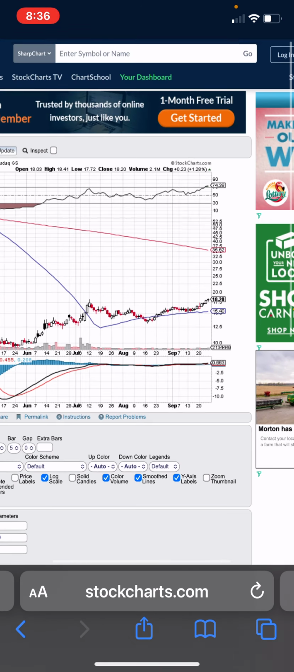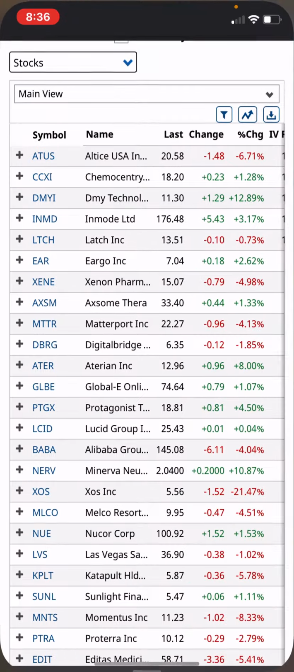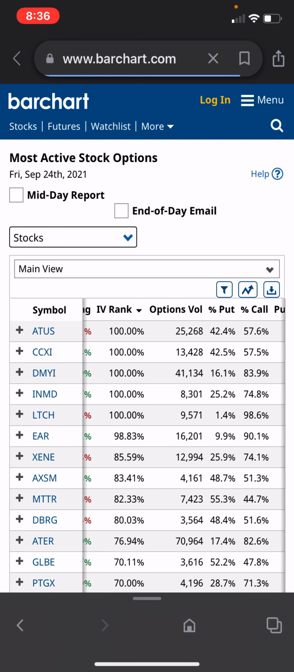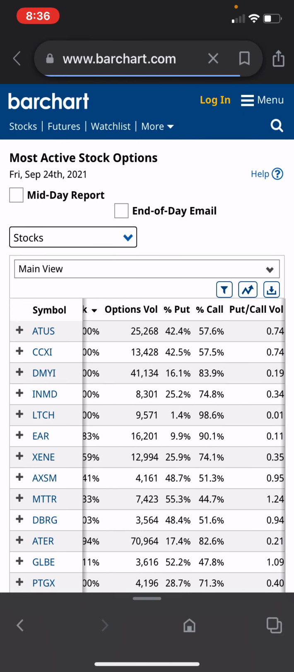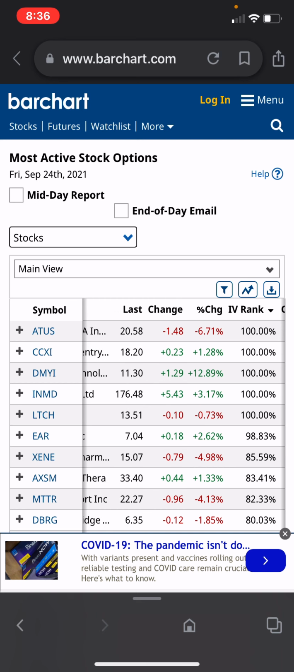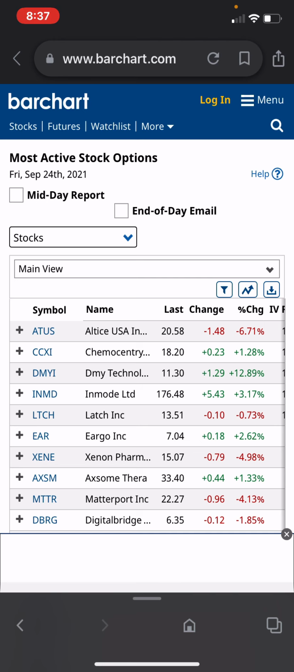Let me see what the put to call ratio was. Pretty even. 57% calls, 42% puts, 13,000 options. So that's my trade on CCXI. I hope you like it. Try and kill two birds with one stone on this trade, with the put credit spread expiring worthless and a big move to the upside on any good news on the drug from the FDA.